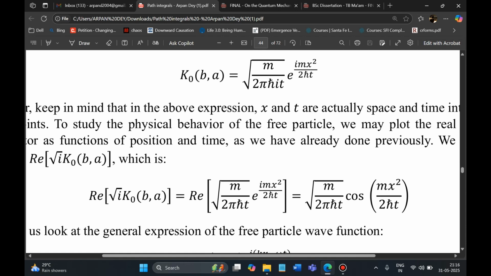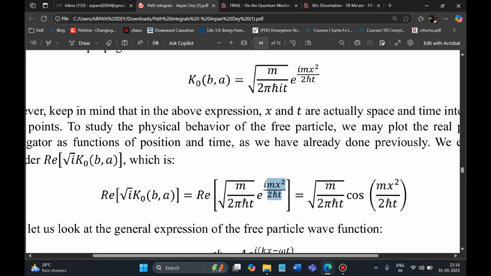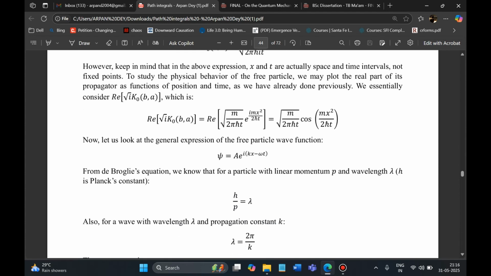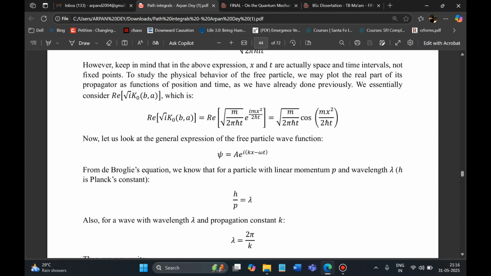So cos x is the real part and sin x is the imaginary part. So here the real part is just cos of this thing. What is this? Mx squared over 2 h bar t. So this is my real part of the square root of i times the free particle propagator. Now let's look at psi.